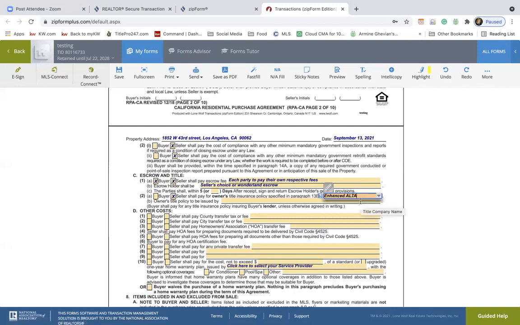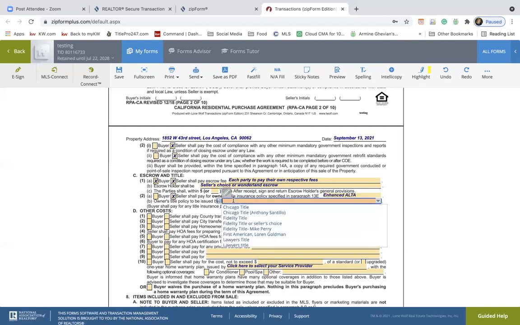Because it covers more protection. What do I write here? Come on, guys, you've done it. You've written offers. Owner's type of policy to be issued by the one we use, Lawyer's Title. No, seller's choice. Seller's choice.